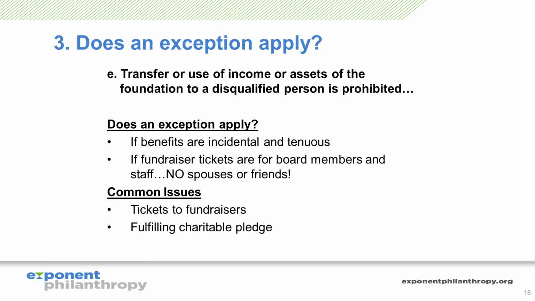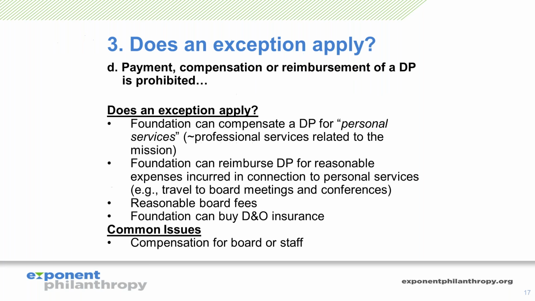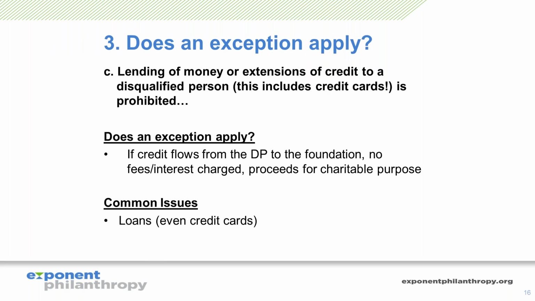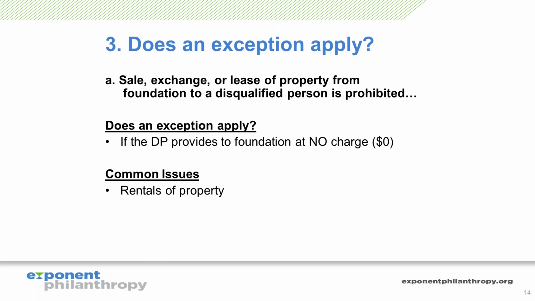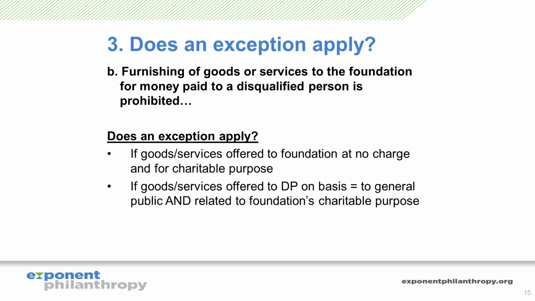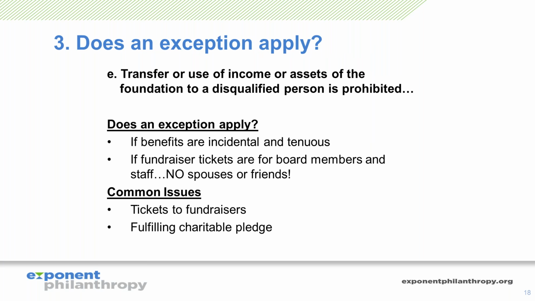Okay, now another category. The transfer or use of income or assets of the foundation to a disqualified person is prohibited. Now, I like to call this category the catch-all. When you think back to these others, this is compensation, the lending of money, the goods and services, the sale or exchange of property. Those are very specific. This last category, if you read it, is very broad: transfer or use of income or assets of the foundation. It's the catch-all category.